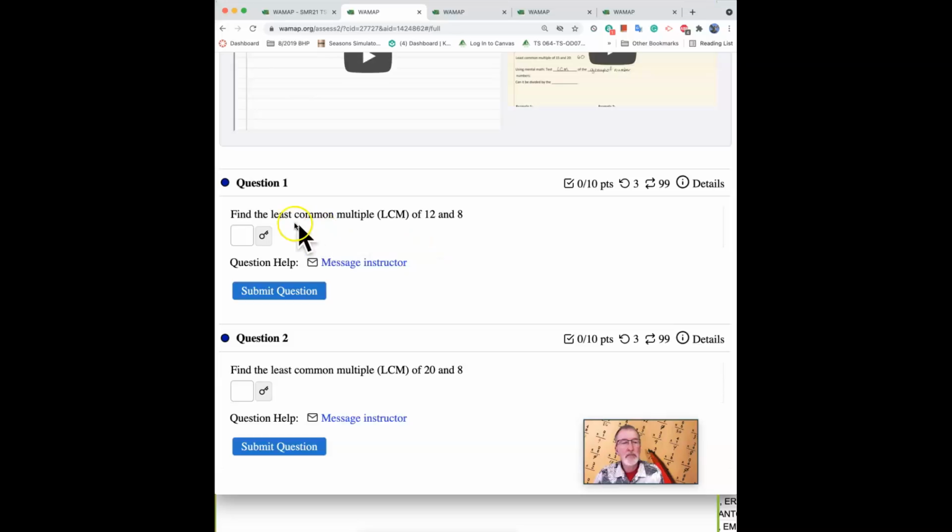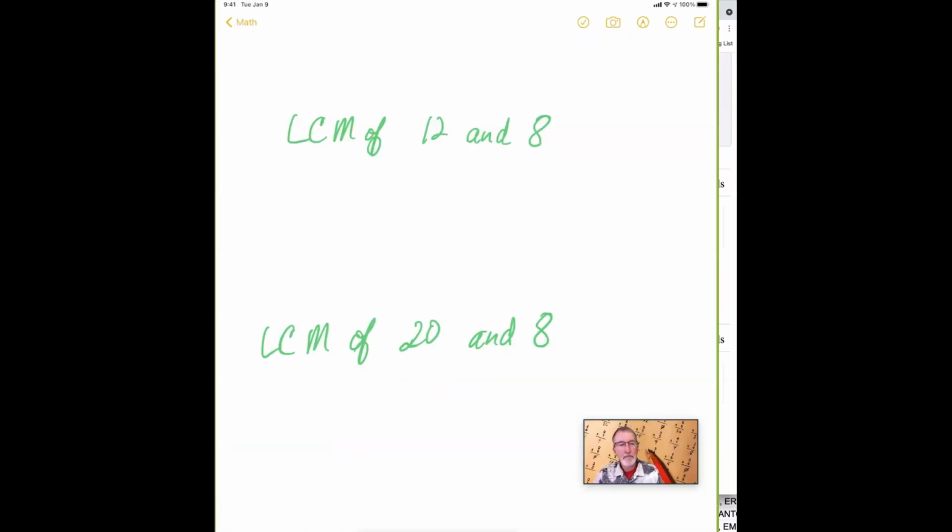So our first problem is to find the least common multiple of 12 and 8, and then the second, find the least common multiple of 20 and 8. So let's take a look and see how that's done.